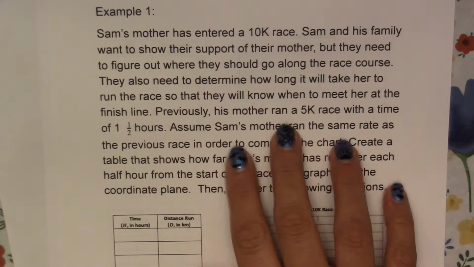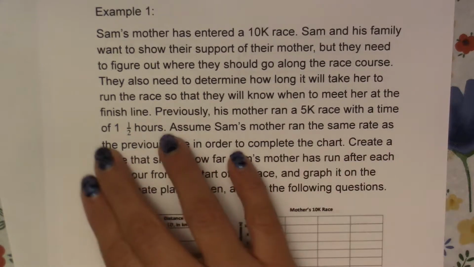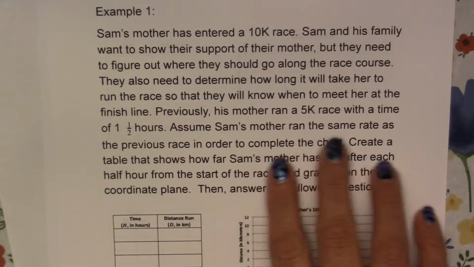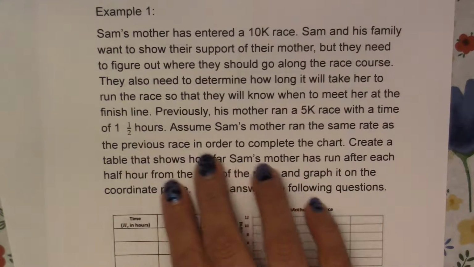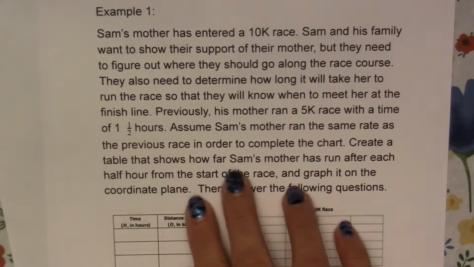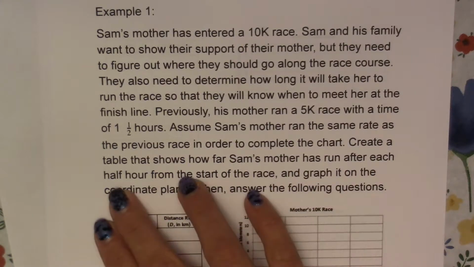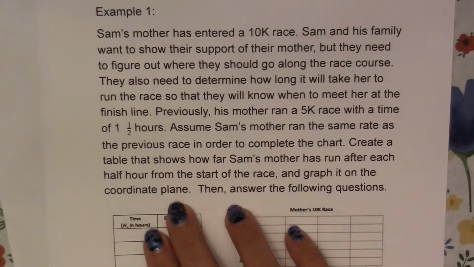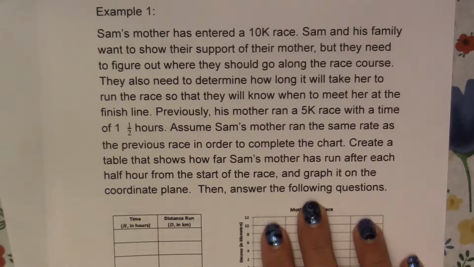Previously, his mother ran a 5K race with a time frame of 1.5 hours. Assume Sam's mother ran the same rate as the previous race in order to complete the chart. Create a table that shows how far Sam's mother has run after each half hour from the start of the race and graph it on the coordinate plane. Then answer the following questions.